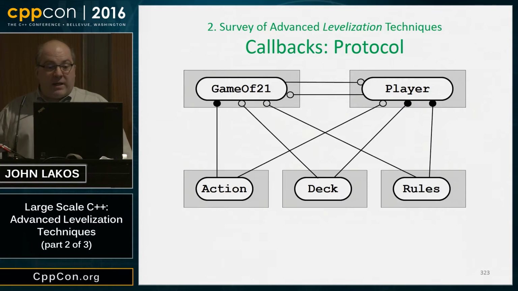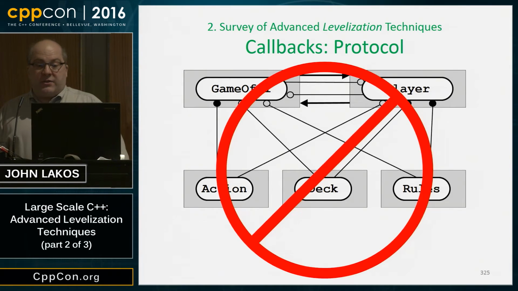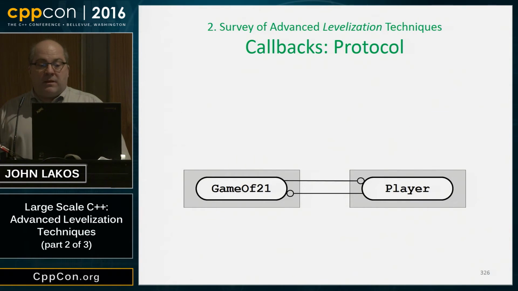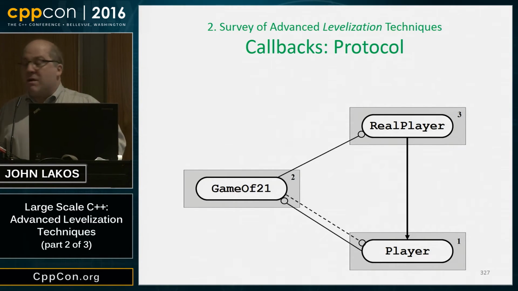And a really good solution to this problem, and it is a problem because they know about each other in the interface, is to break the problem up into the abstract player that the game of 21 knows about, and the abstract player, who has a notion of the game of 21 in the abstract pure virtual functions, but doesn't actually pound include the game of 21.